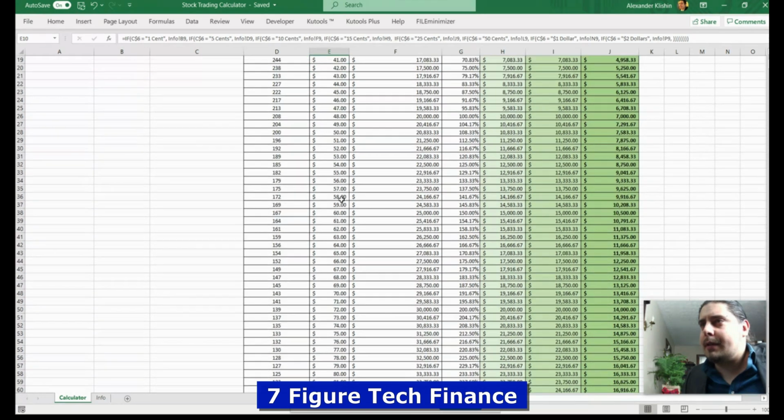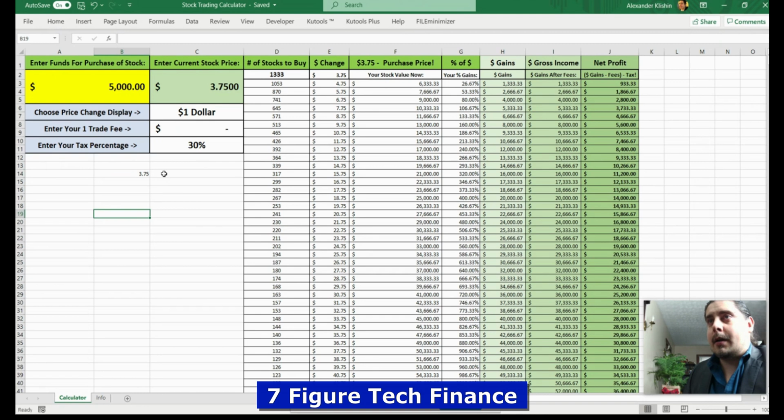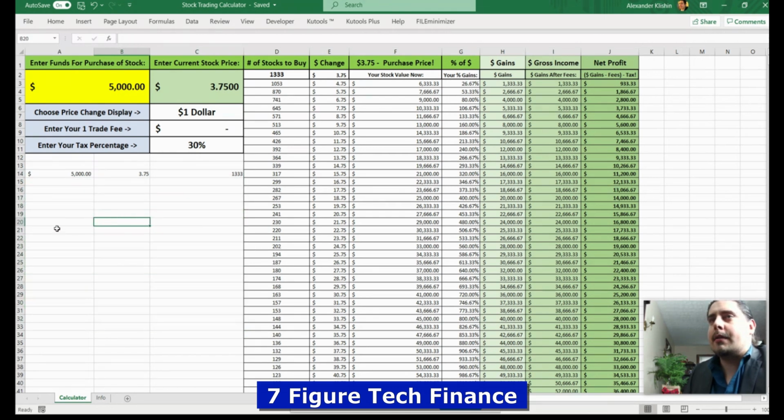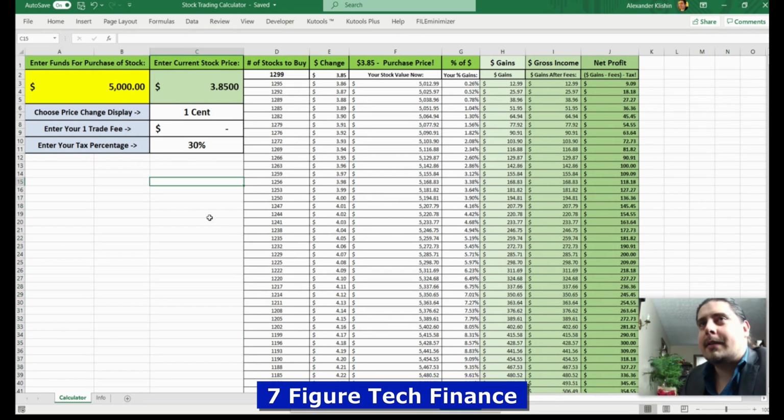As you scroll down, you can see that all those numbers go further down very, very far. This is a sufficient amount of data to have an idea of what your profit will be. What are your gains? What is your gross income? And what is your net profit? At $3.75, you can buy 1,333 shares when it comes to your $5,000 trading. You could put any kind of numbers or notes or stock symbol here for your reference in those columns here. Let's practice and let's try the system.